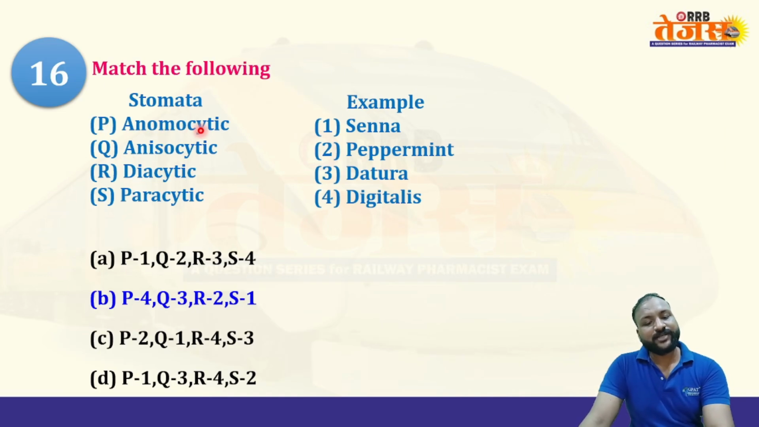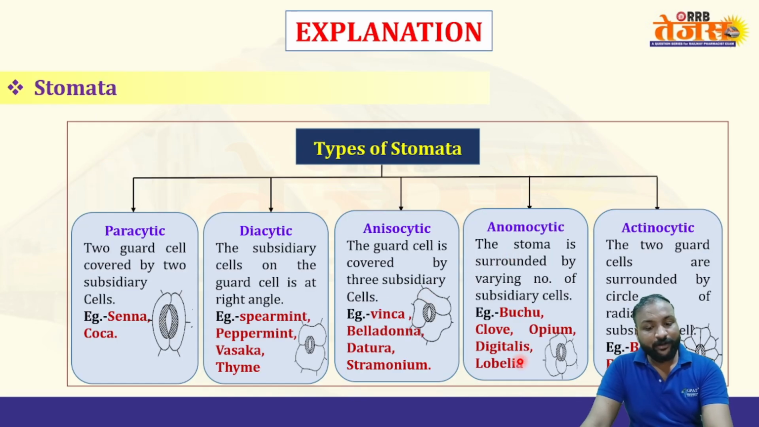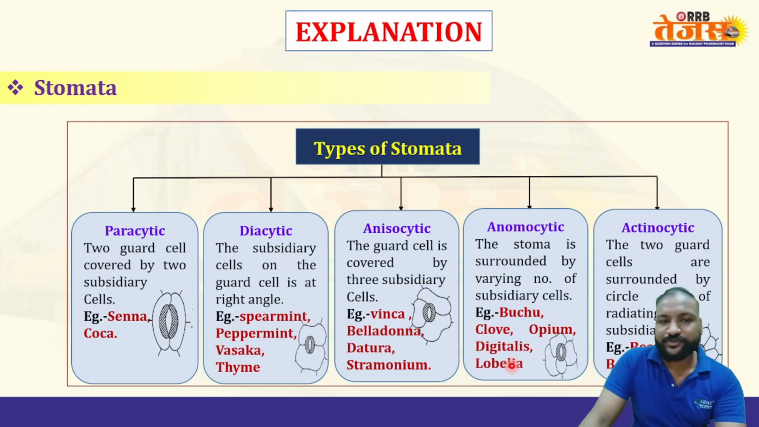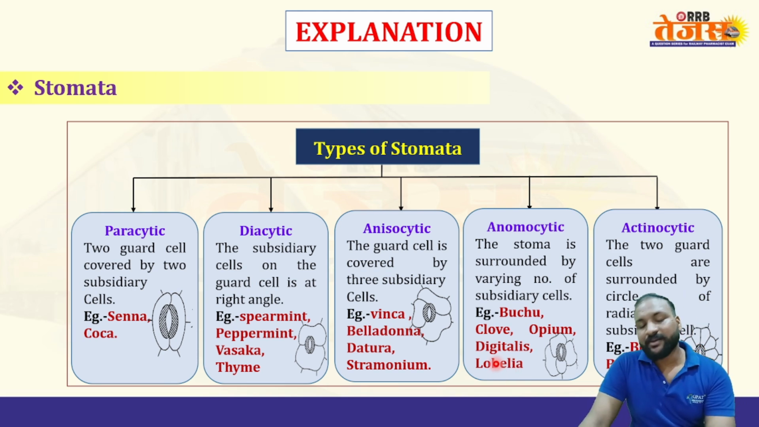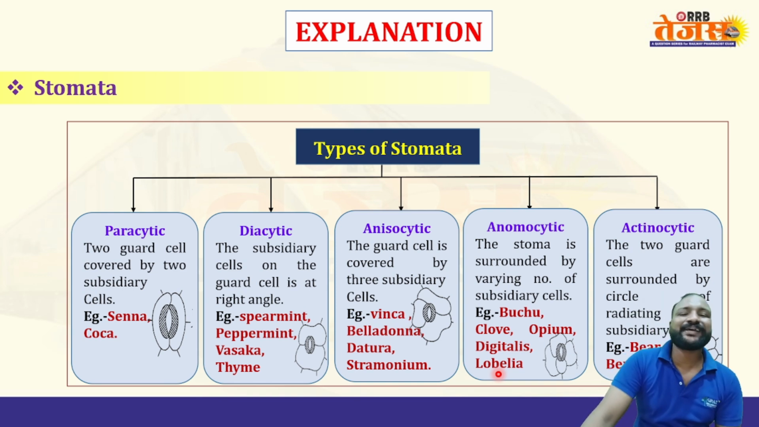P for paracytic is senna. For anomocytic, we have digitalis, option 4, P4. That's the reason. But you should check with the elimination method. Definitely two options should be eliminated.